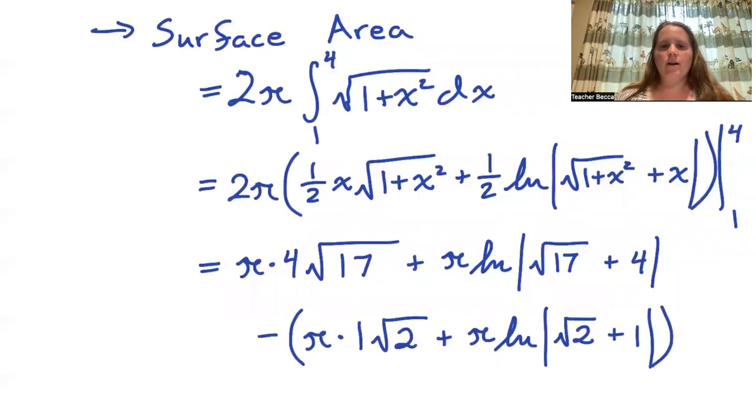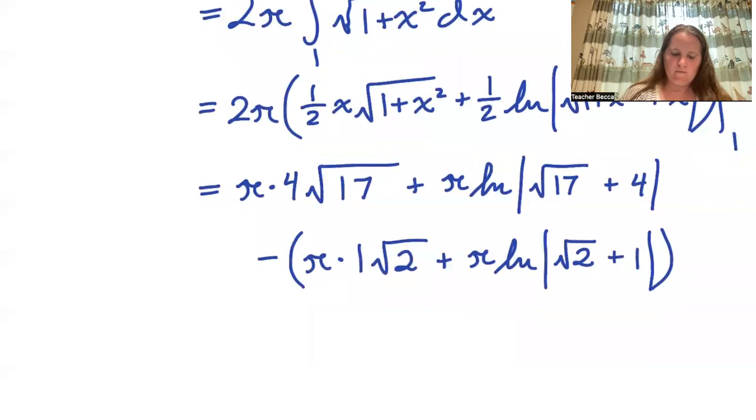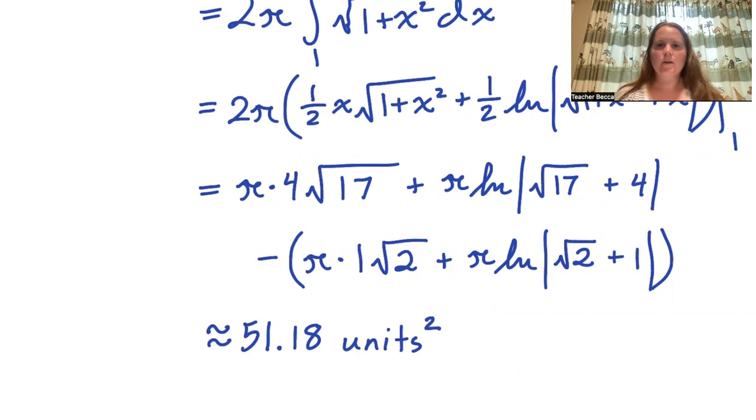If we go ahead and plug this into our calculator, we wind up getting approximately 51.18 units squared as our surface area. So that is surface area rotating about both the x-axis and the y-axis. In the next video, we will look at a very strange example where our curve goes on forever, and it turns out that it will have infinite surface area, but only finite volume.